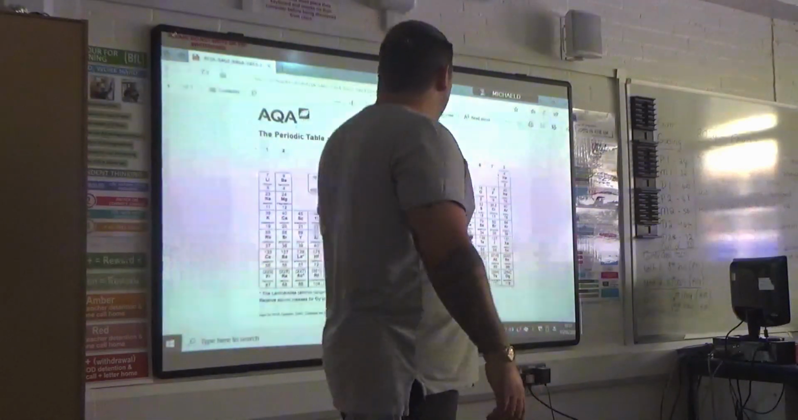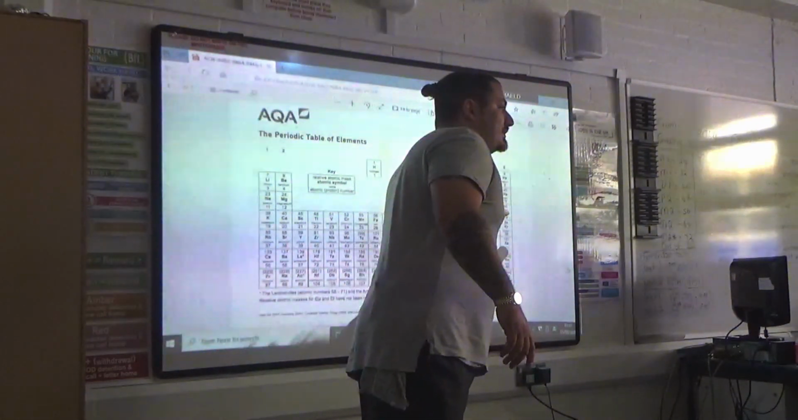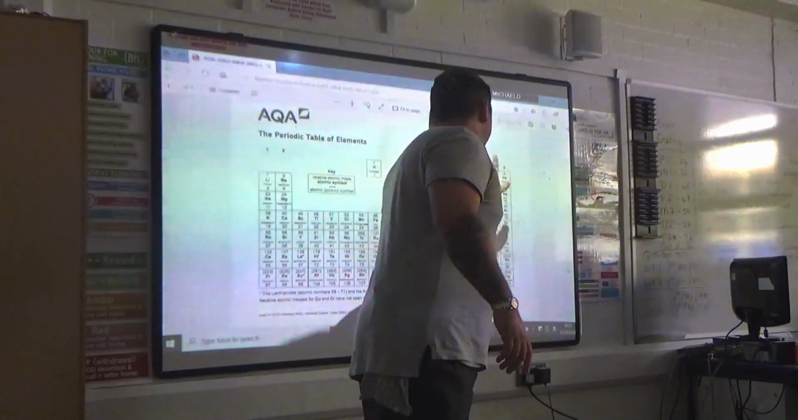How many electrons on the outer shell of something in this group? 6. How do you know? Because it says above it. Good.